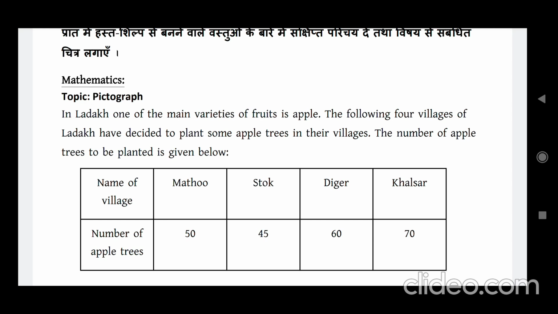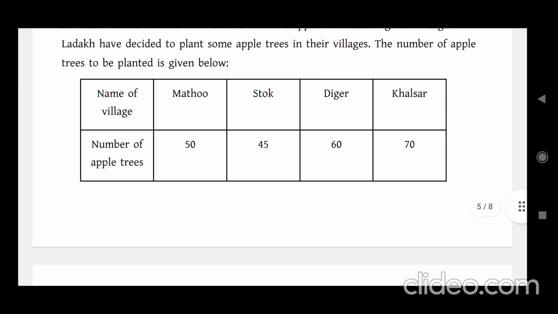So in Ladakh, one of the main varieties of fruits is apple. Apple is very much abundant here. The following 4 villages, mentioned in this table of Ladakh, have decided to plant some apple trees in their villages. Okay? The number of apple trees to be planted is given below. It is clear from the table.